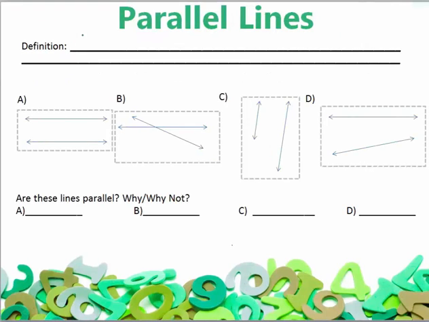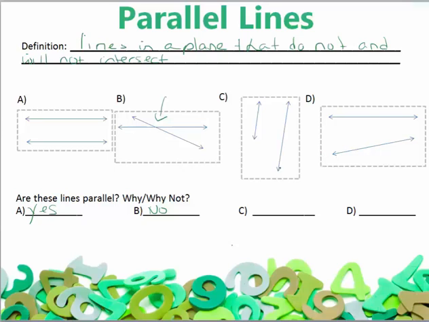Parallel lines. Parallel lines are lines in a plane that do not and will not intersect. So let's look at these. Example A. Here's our plane, 2 lines, obviously parallel, equal distance apart all the way along. Are these lines parallel? Yes. Why? They exist in a plane, and they do not intersect because they remain equal distance all the way around. B. B is an obvious no. These lines are already intersecting, so they are not parallel.